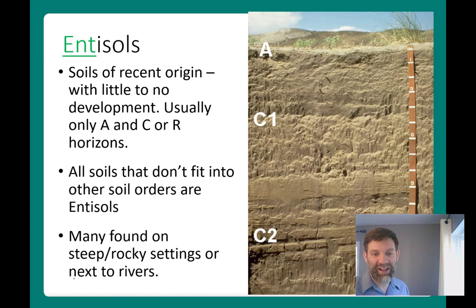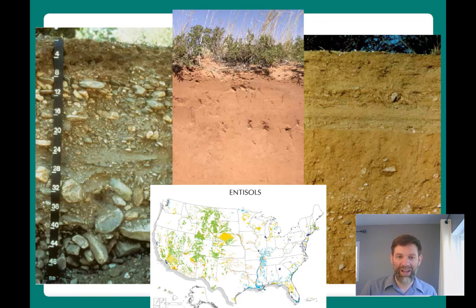Steep rocky settings and floodplains next to rivers where you just get fresh deposition, those are common locations for entisols. And again, they can look very different depending on where you're at and what the sediment is that's being deposited, but the common theme is not much development. These rounded rocks are alluvium. That's a good example of a floodplain soil.